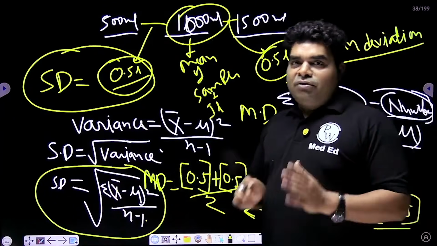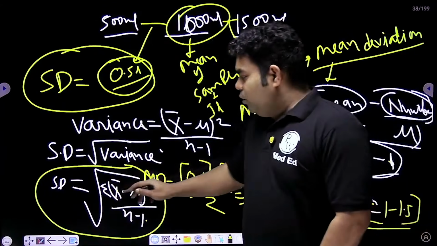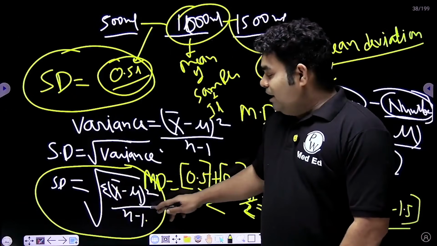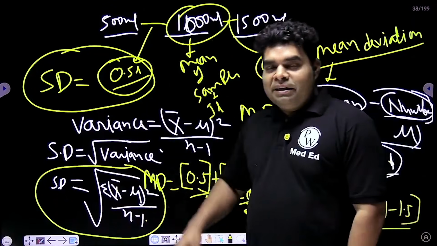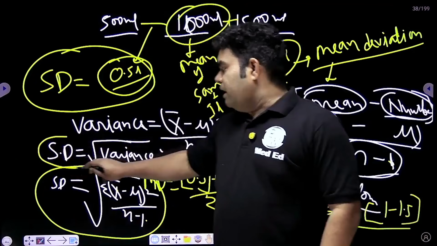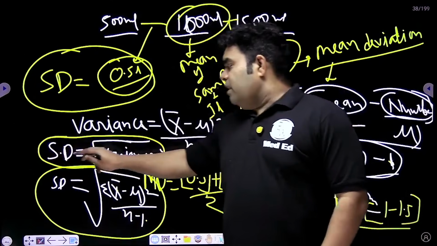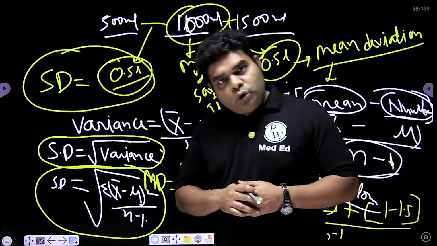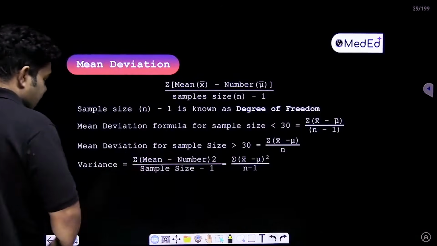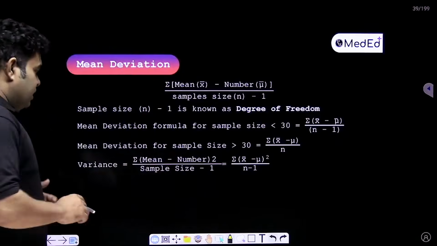So do remember what is the formula of standard deviation? Under root (mean minus number) whole square to remove minus sign and divided by n minus 1 degree of freedom. This is the formula for standard deviation, and based on this small formula they can give some numerical also, that is standard deviation is under root of variance. Okay, so this is what I tried to explain here, but do remember one more thing here.